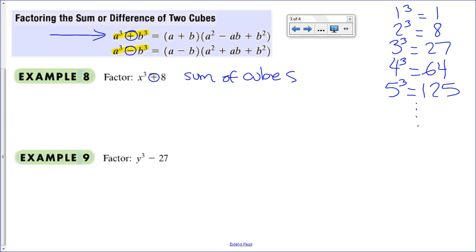So what I'm going to do first is determine which formula I need to use. And if you notice, the first factor, it becomes a binomial, that is just adding the cube root of the first term.